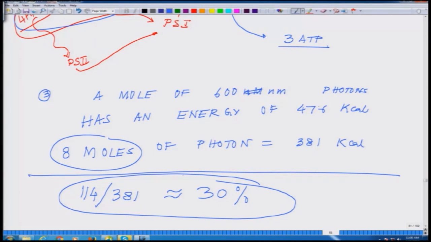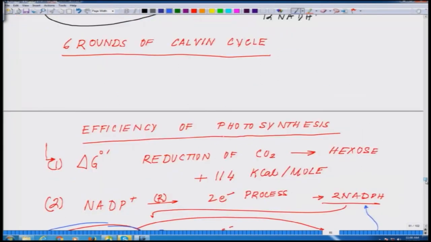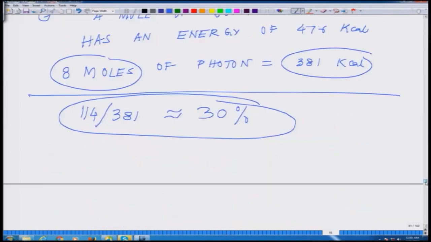So from where is 114 coming? You know where 381 is coming from: 381 is coming from here and 114 is coming from here, the delta G of conversion. So when you divide 114 by 381 multiplied by 100, the efficiency of photosynthesis on the floor of earth is 30%. So this is how the whole energy dynamics works.